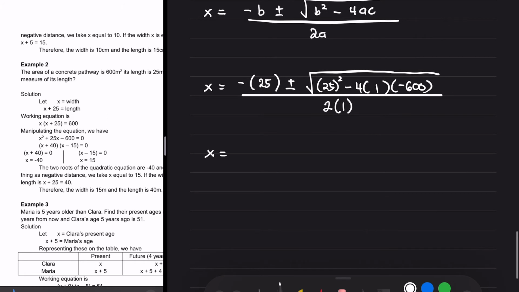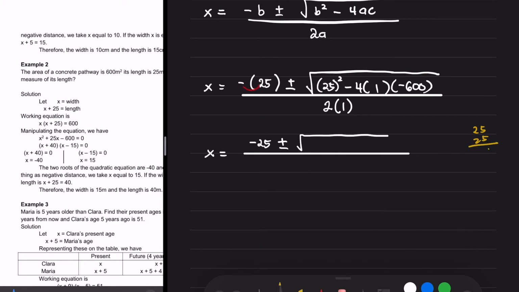x equals negative times positive, that's negative 25. Plus minus, what is 25 times 25? 25 squared. So, kung natatandaan nyo yung kanina, multiply nyo lang. 25 times 25.